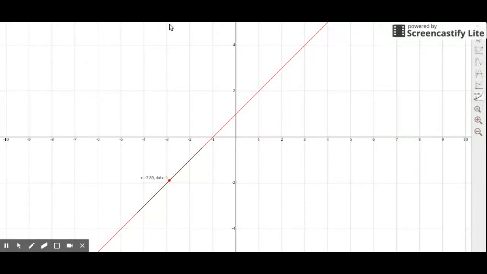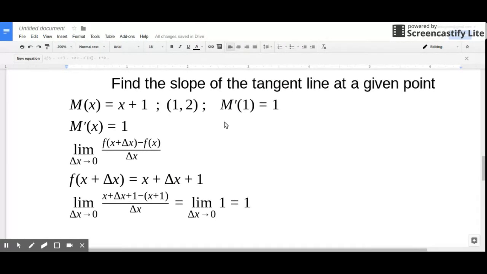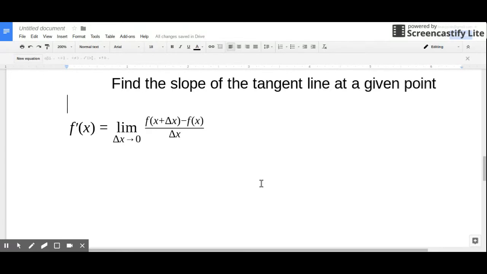Okay. All right, let's look at another one. All right, so as you can see here, at the point 1, 2. So it doesn't matter. It could be at any point on the line. It's still going to be 1. The slope is still going to be 1. And this will become more clear here in a couple more problems.